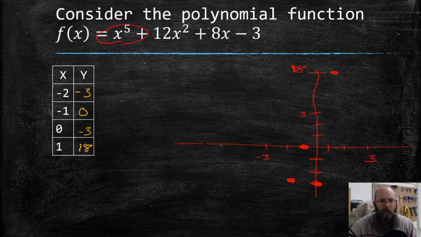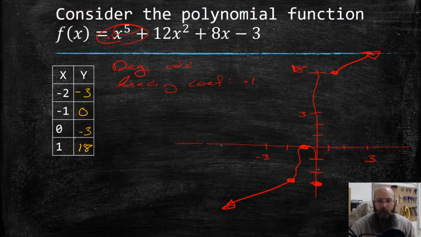So my leading term here, these are in descending order, so it goes from the largest exponent down to the smallest. That means right here I've got an odd degree. My degree is odd, so that means my end behavior is going to go in opposite directions. My leading coefficient is a positive 1. So that means the right side is going to go up. And again, I know it's odd, so they're going in opposite directions, so my left side goes down. Then I can connect these dots. Real rough, but you get the idea.